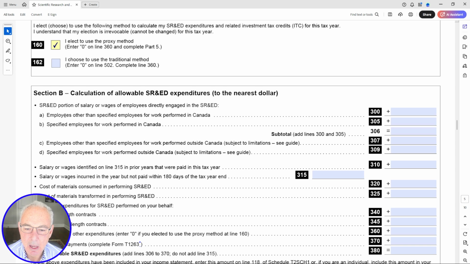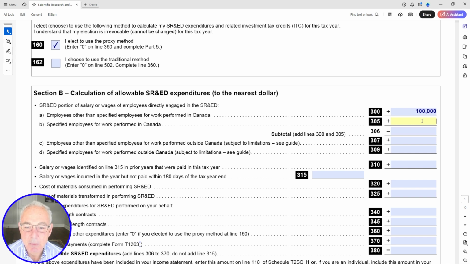And the first question is, the portion of salaries or wages of employees directly engaged with SRED, so those other than specified employees for work performed in Canada. So let's just think about this for a second. Let's assume we had 2 employees, each paid $75,000, and we did all the calculations throughout the year, and about 2/3 of their time was spent on SRED-eligible activities. What that means is that we now have $150,000, which is 75 times 2, times 2/3, so it's $100,000 of SRED-eligible expenses of work performed in Canada. So we would put the $100,000 in there.